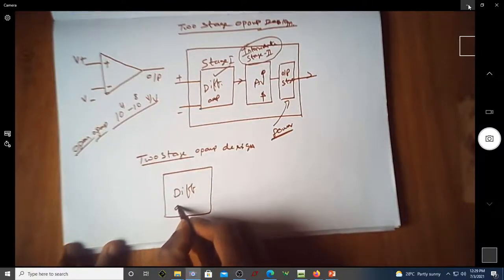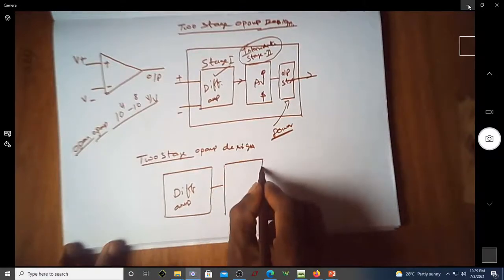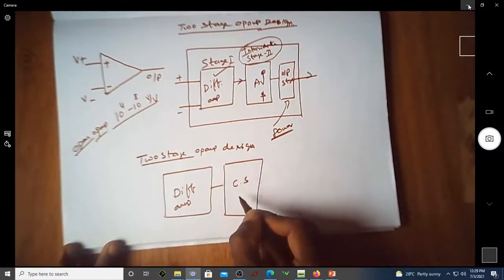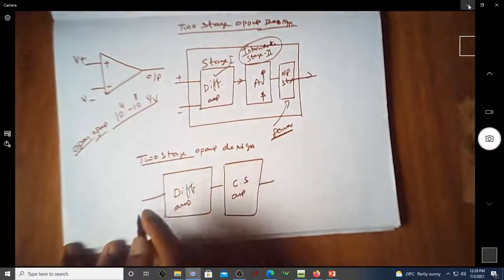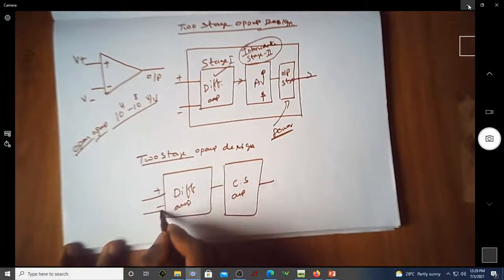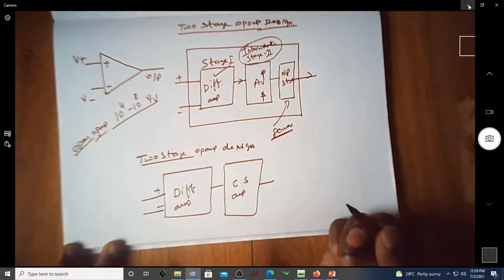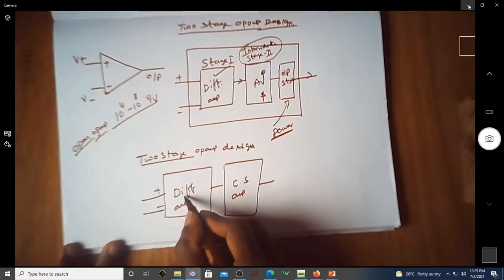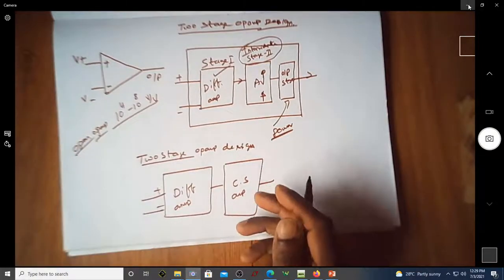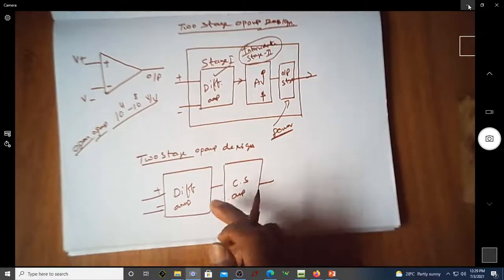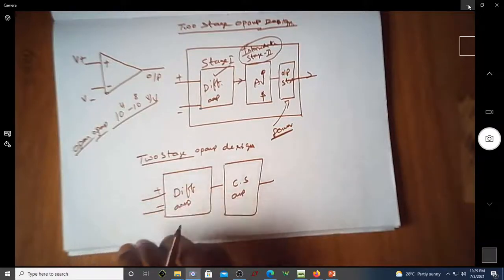So this is a differential amplifier and one CS amplifier. There is one common source amplifier so that we can get good CMRR and a very good open loop gain of the amplifier. So we're going to have a differential amplifier followed by a CS amplifier so that we are able to get the desired high gain amplification along with very good immunity to noise.